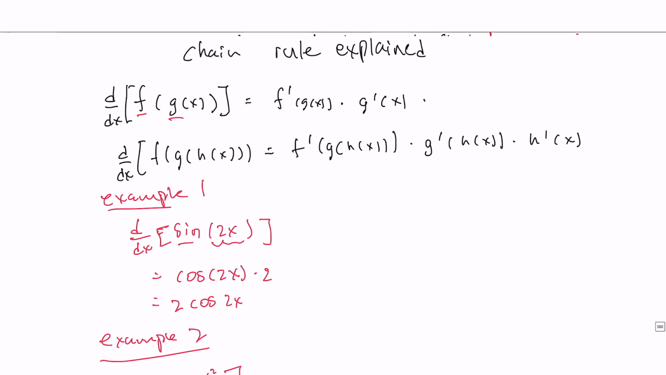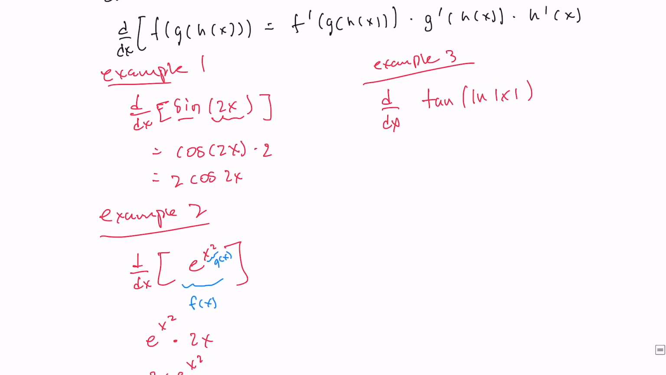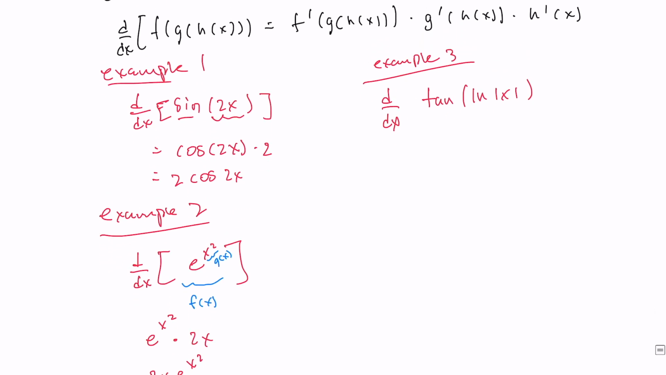All right, let's do one last example here. Example 3. Let's take the derivative d over dx with respect to x of the tangent of ln x. All right, so this one's a little bit more evident. We already know that our f of x is the whole thing. This is f of x. And our g of x is this thing right here inside. This is our g of x.